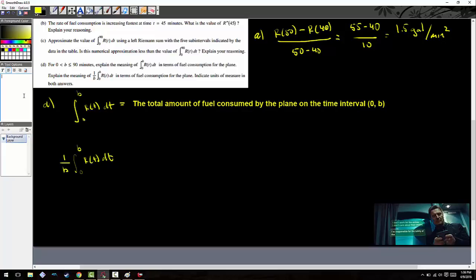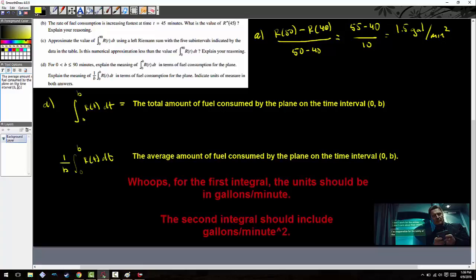And then this one with the 1 over B, you should know this well, this is the average amount of fuel consumed by the plane flying non-stop on the time interval 0 to B. And there you have it. That is the last calculator problem. I will see you in the non-calculator video. See ya.